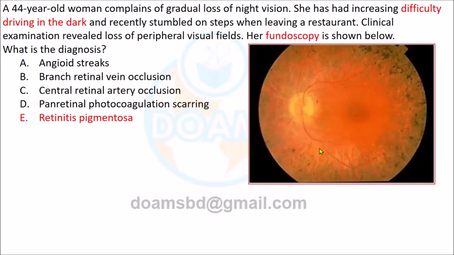No, usually it does not happen. It may happen in a very advanced stage. Practically, we may not find it.